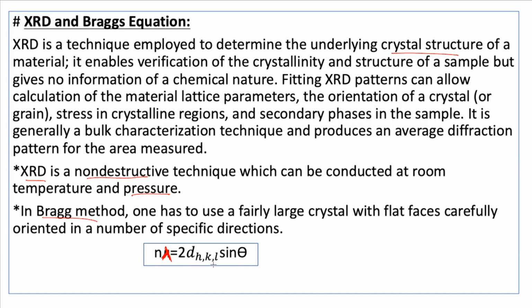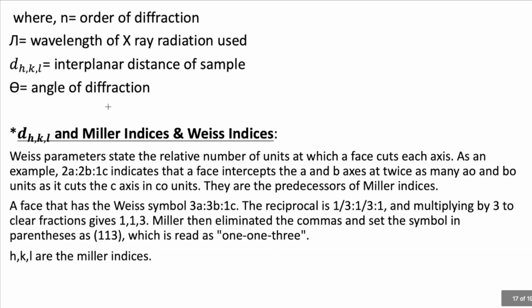d is the interplanar distance. Theta is the angle at which the light falls on the crystal system. So here n is the order of diffraction, lambda is the wavelength of light you are using, d is the interplanar distance, and theta is the angle of diffraction. Now d, hkl, the Miller indices and Weiss indices: this is a particular thing you all should be able to understand. d is nothing but the interplanar distance. The distance between two planes of a solid is called the interplanar distance, calculated as d, whereas Miller indices are represented as h, k and l.